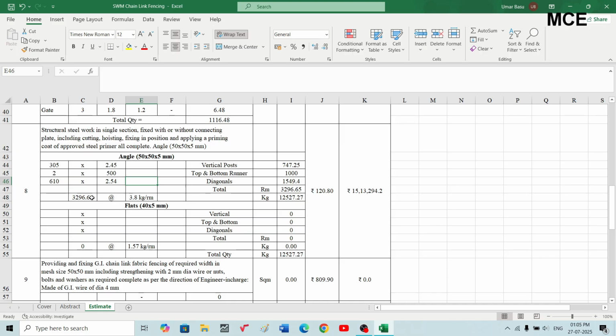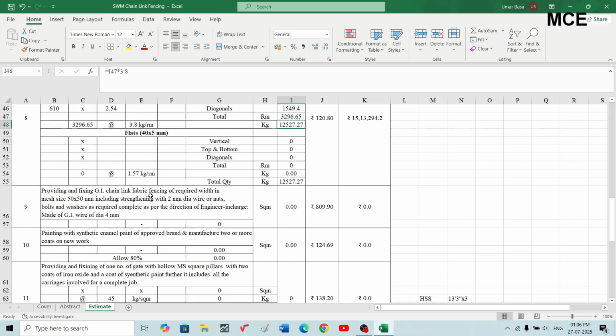Okay, and total weight of this ISA per running meter is 3.8 kg per running meter. So total weight will be total length multiplied by the weight. So 3296.65 into 3.8, which is equal to 12,527.27 kgs of structural steel, that is angle 50 into 50 into 5 mm required.